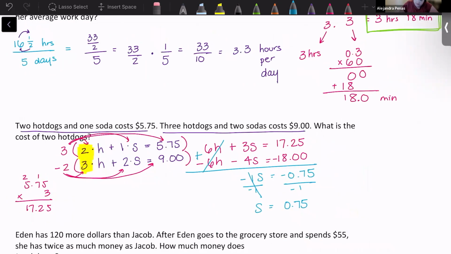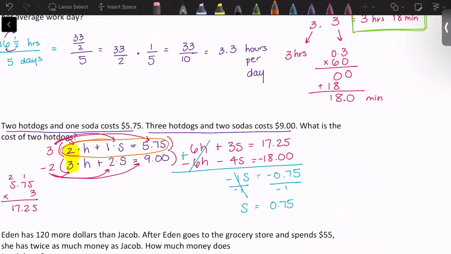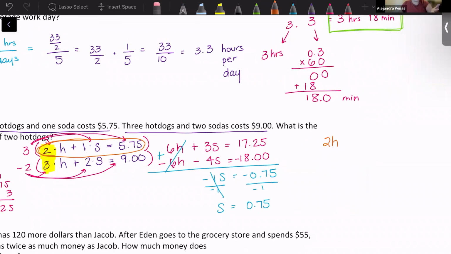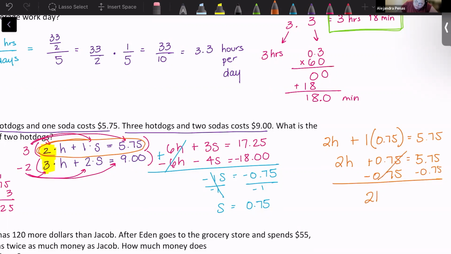You can go ahead and grab this very first equation and substitute into it. Exactly. So we're going to have 2 times h, which is what we want to know. We want to know what is 2h, plus 1 times the value of s, 0.75, is equal to 5.75. So 2h plus 0.75 is 5.75. Subtract. And it turns out that the price of 2 hot dogs is going to equal $5. And that is your final answer.